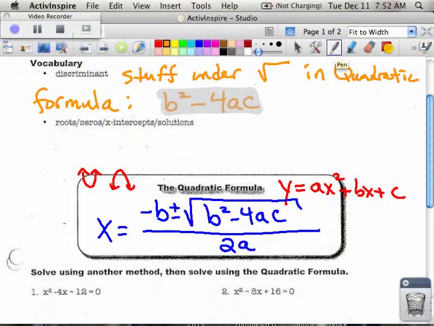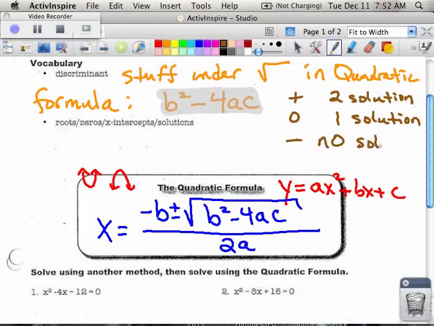Now the thing that's important about that is whenever you look at this discriminant, it tells you certain things. So if this discriminant is positive, that means there are going to be 2 solutions. If it is 0, that means there's 1 solution. And if it's negative, that means there are no solutions, because you deal with something called imaginary numbers.